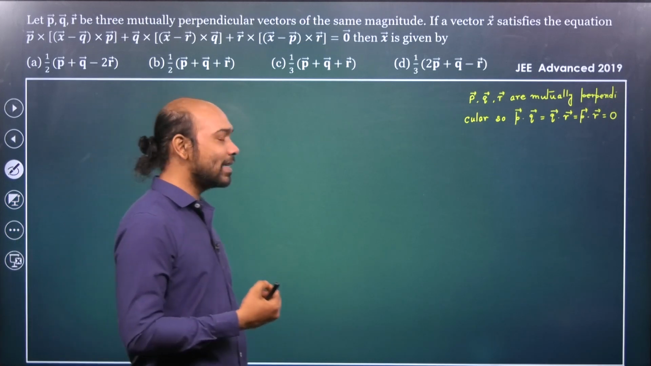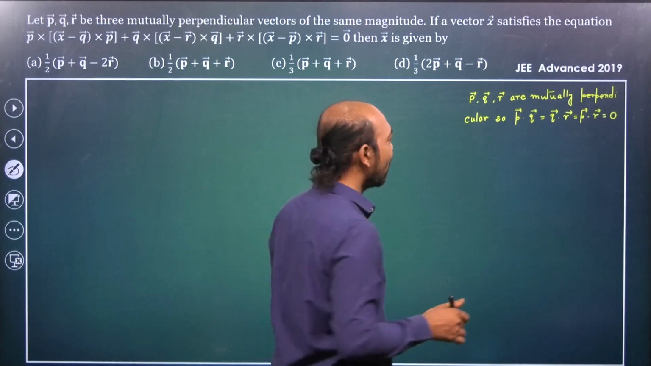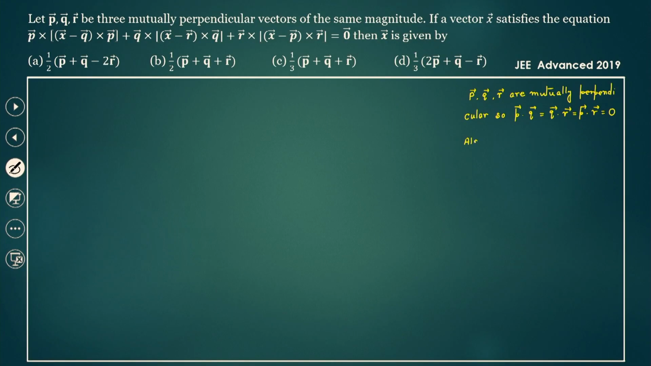What is the second info? They say that they have the same magnitude. So therefore we'll say that these vectors are having the same magnitude. So let us assume that mod of P vector is equal to mod of Q vector is equal to mod of R vector, and let us assume that is a constant K. So that's our first assumption.